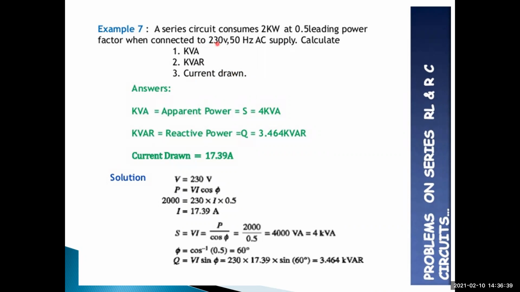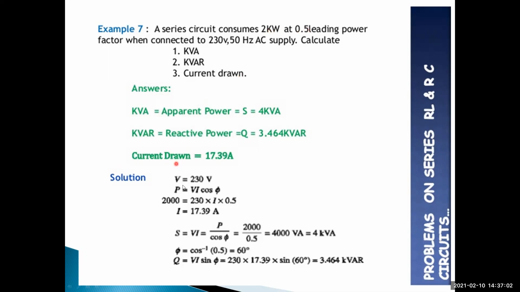V is equal to 230 volts, and power is equal to 2 kilowatts, and power factor is equal to 0.5 leading. Write the given data. V is equal to 230 volts. Frequency f is equal to 50 Hz. The power consumed by the circuit is equal to 2 kilowatts, and power factor cos phi is equal to 0.5.